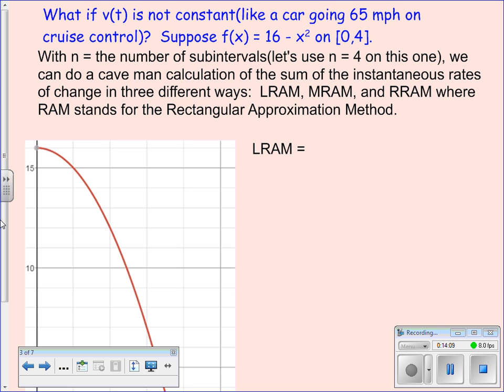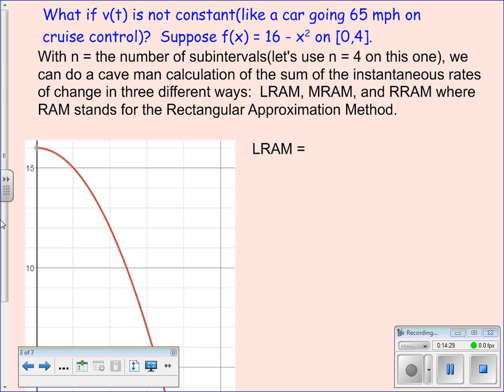This is not exact. The only time rectangular approximation method is actually exact is if you're dealing with an actual rectangle. Then why bother doing an approximation? Just figure out the area of the rectangle. You can do that. Rectangles are easy. Base times height.